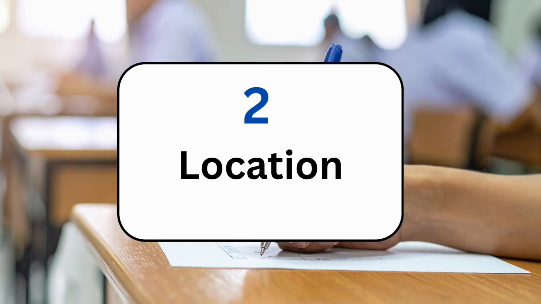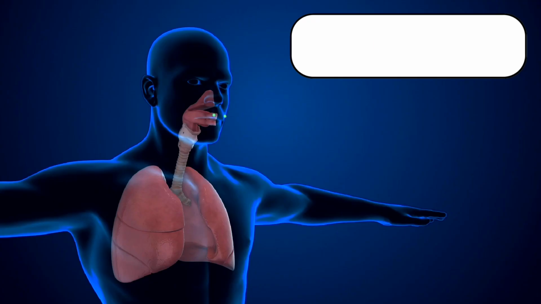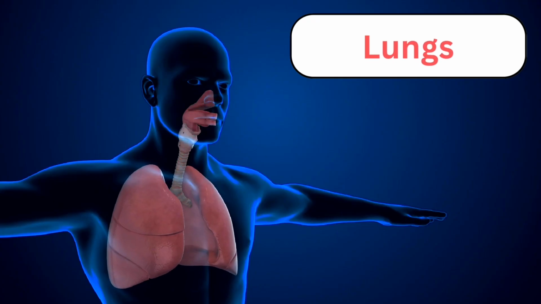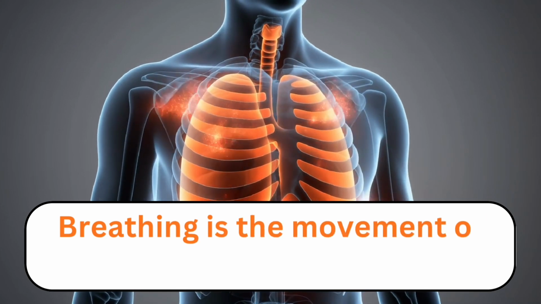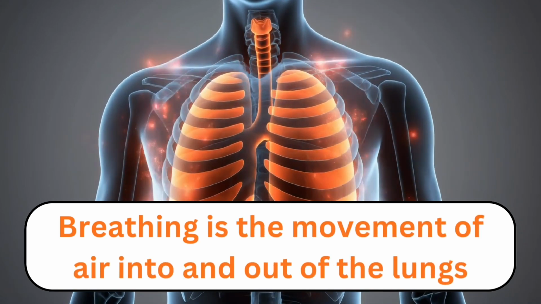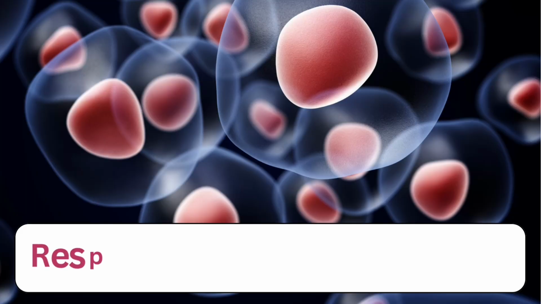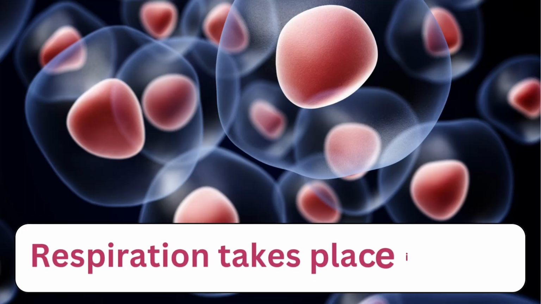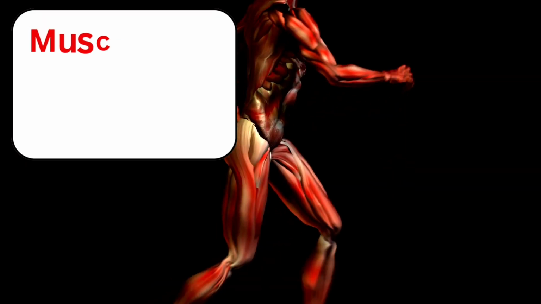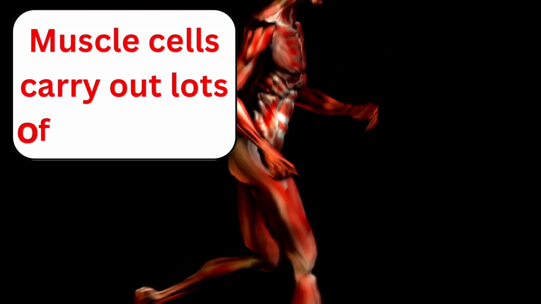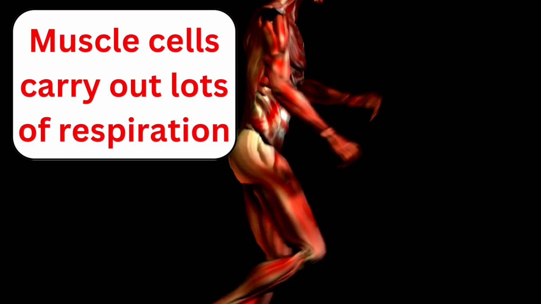Now we have a bit of an overview of what breathing and respiration are, let's look at where they happen. If you think about where breathing takes place, hopefully you think about the lungs. When we breathe, air moves in and out of our lungs. All of our cells require energy. This means that respiration takes place in our cells to release energy for the cells to use. Muscle cells need lots of energy, so they need to carry out lots of respiration.